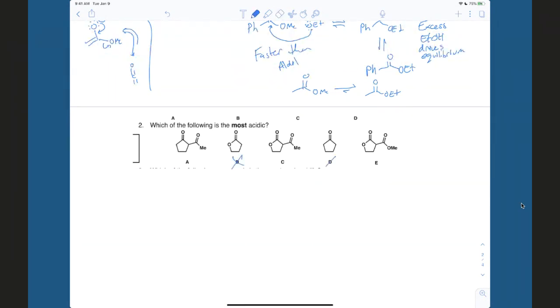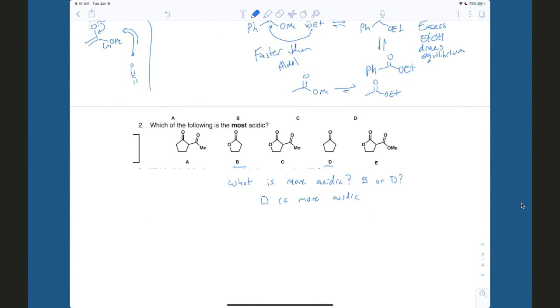So let's just get rid of B and D. But that brings up an interesting point. A question I didn't ask: what is more acidic, B or D? Yeah, so D is more acidic.